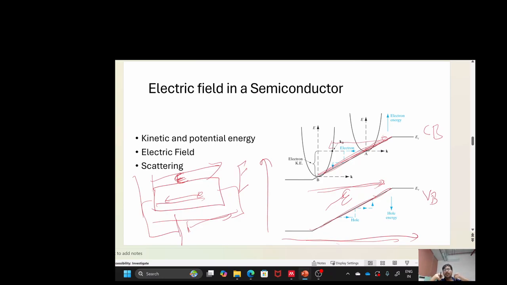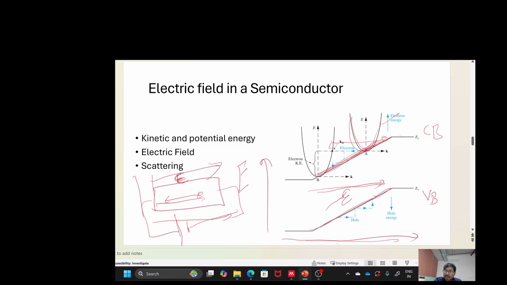This is because of the application of the field, and there will be some potential change. This is nothing but the change in potential. Conduction band and valency band give you the potential change. This is the change in the potential, this is the energy. And can you see this parabolic curve? This parabolic curve is nothing but the energy band diagram of the semiconductor.